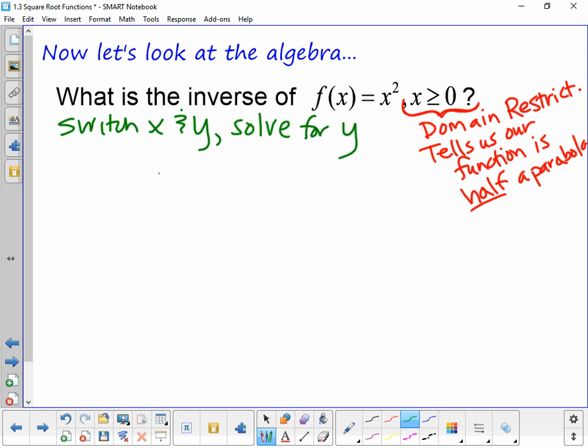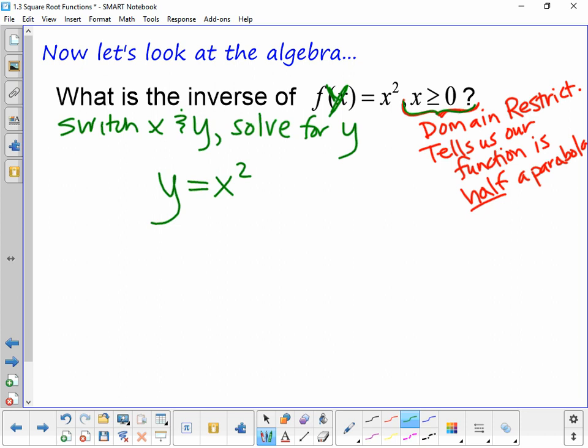So our function right now is y equals x squared. This is our y value. And remember, we don't have to use this restriction. It's not necessary for the algebra here. It's just necessary for us to know that it's half a parabola.